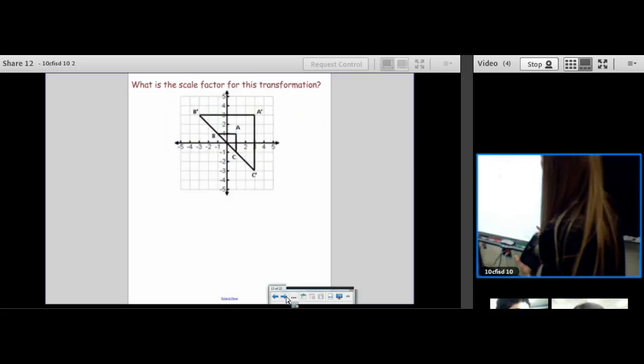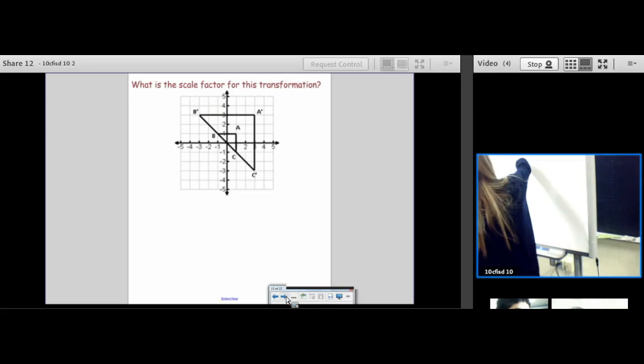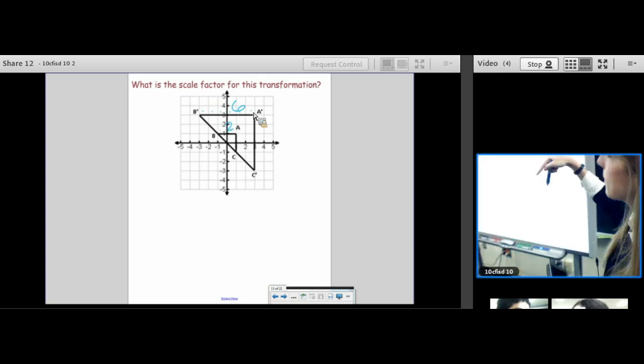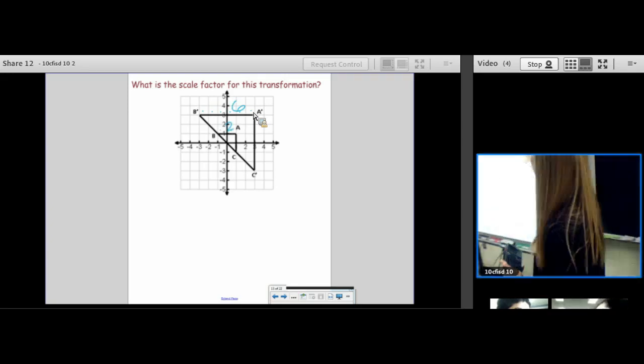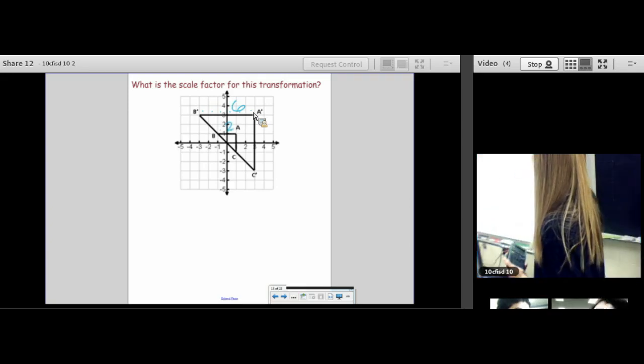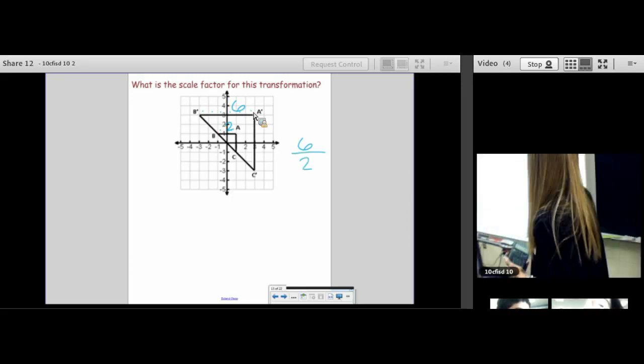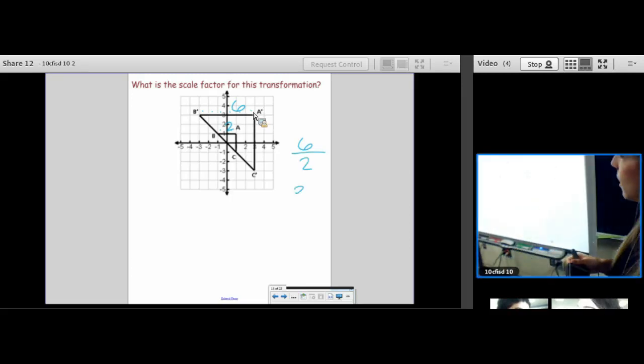What's the scale factor? I'm trying to go quickly. 1, 2, 3, 4, 5, 6. That's 6, and that's 2. Be careful where the primes are. B prime, A prime is 6. That's the second, and the first is AB. 6 over 2. So our scale factor on that one's 3 because it's getting larger.